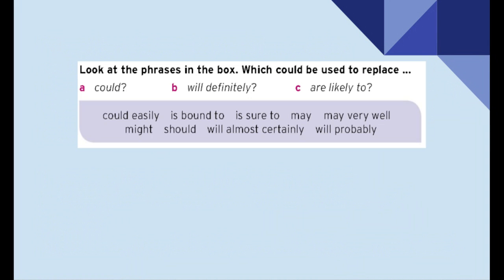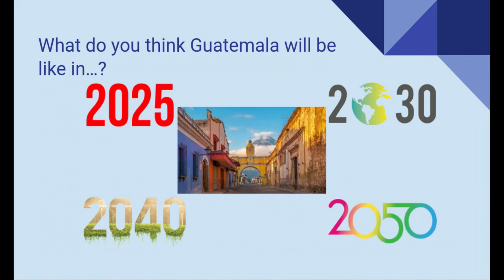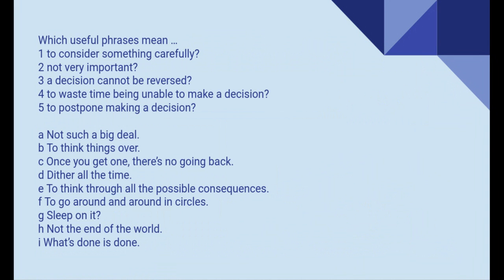Okay, we're going to check this together. Now, I want you to please write 5 sentences about what you think Guatemala will be like in these years. Pause the video, please. Okay, great. Now, I want you to please classify the phrases into what they mean. To consider something carefully, something that is not very important, a decision that cannot be reversed, to waste time being unable to make a decision, and to postpone making a decision. Please pause the video while you match.